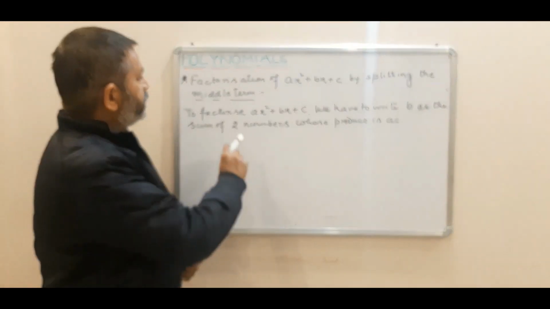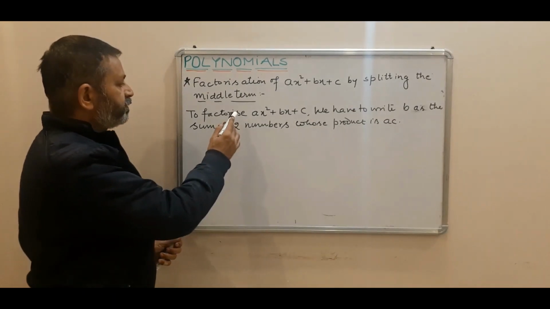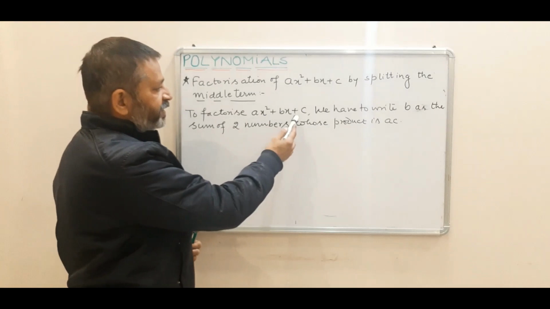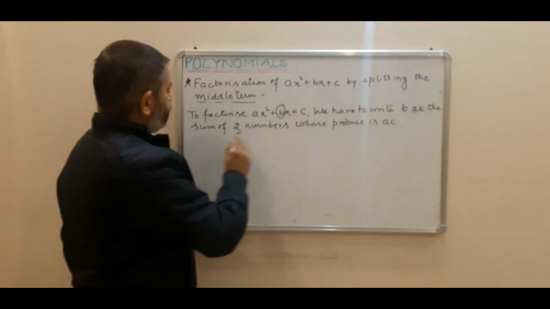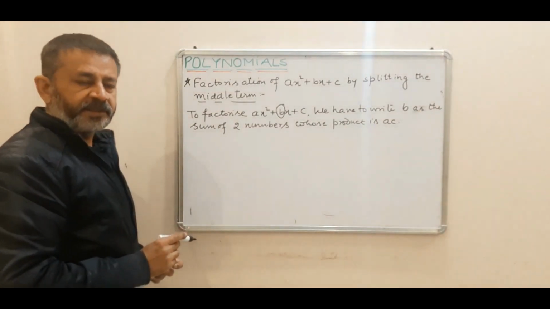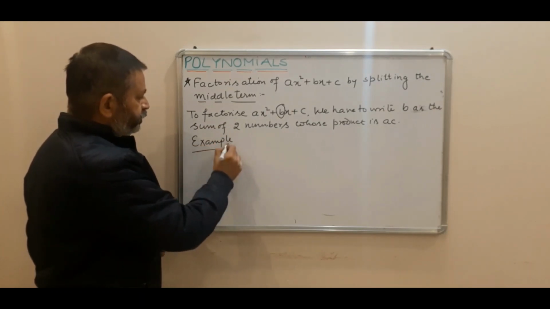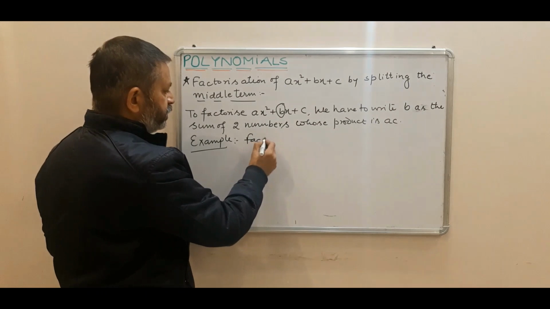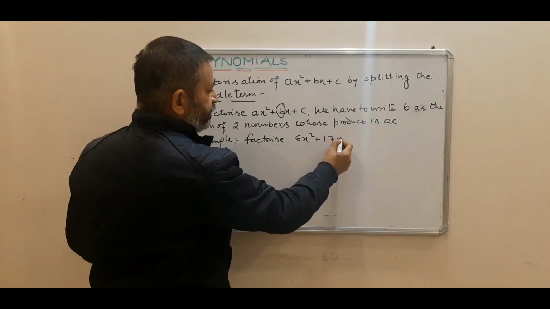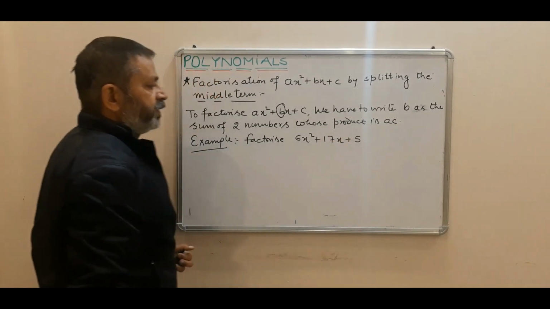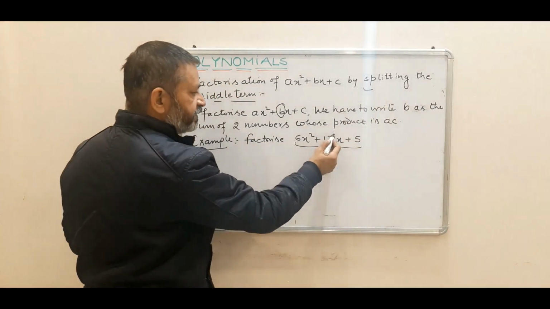Now, the next topic is factorization of ax^2 + bx + c by splitting the middle term. To factorize ax^2 + bx + c, we have to write b as the sum of two numbers whose product is ac. We'll check this with help of one example. Factorize 6x^2 + 17x + 5. We'll factorize this expression by splitting the middle term. So middle term is 17.